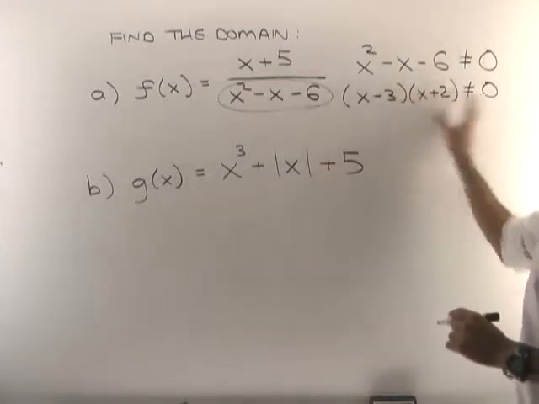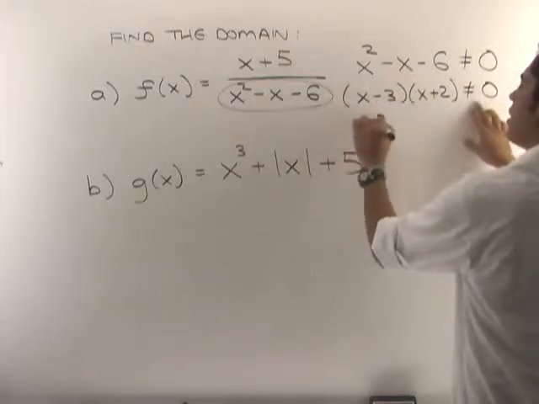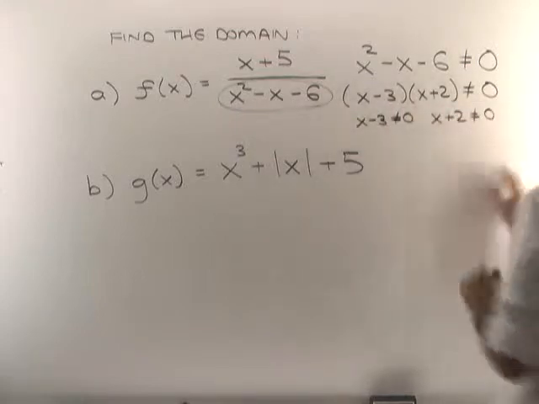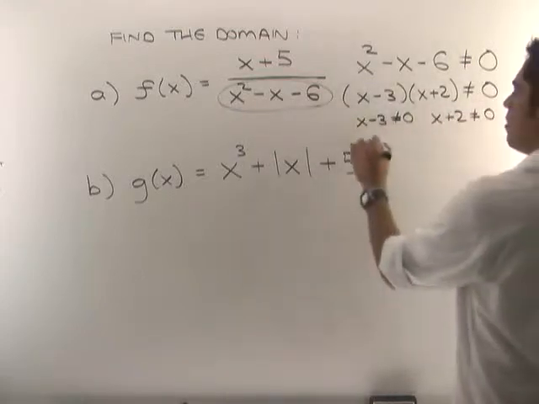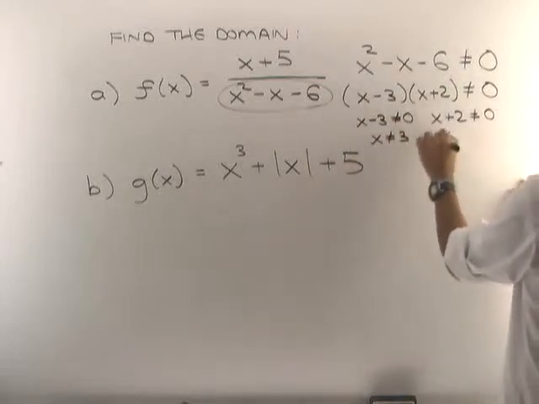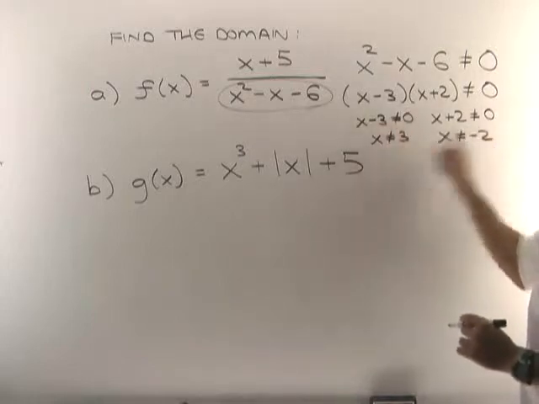Now what we can do is say each of these factors cannot be 0. So x minus 3 cannot be 0, and x plus 2 cannot be 0. And now if we just add 3 to both sides here, you'll get x cannot be equal to 3. And here if you subtract 2 from both sides, we say x cannot be equal to negative 2. So we added 3 and we subtracted 2.